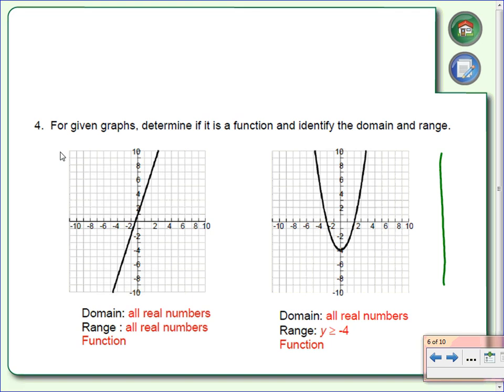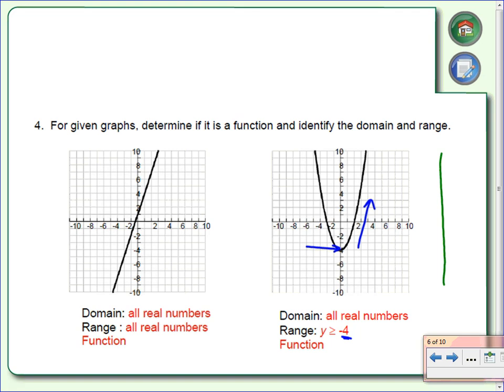So let me explain why the range is the y value is greater than or equal to -4. Notice this graph goes as low as -4, which is where this -4 is coming from. But the y values only get bigger from there. I have no y value that's smaller than -4. I've got a -3, I've got a -2, I've got a -1, I've got a 0, 1, 2, 3, 4, and so on and so on.